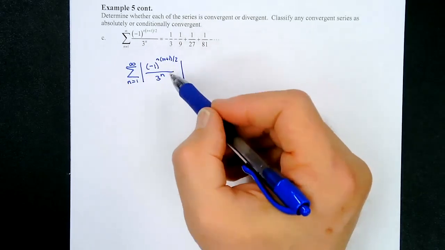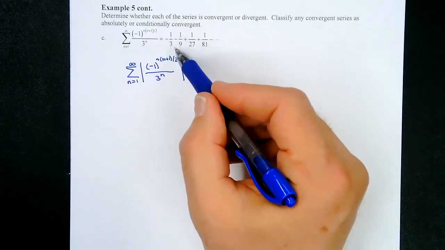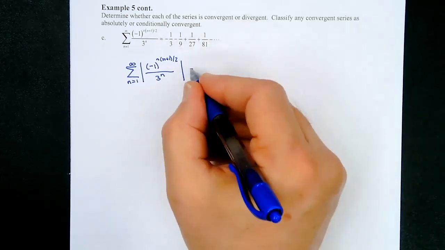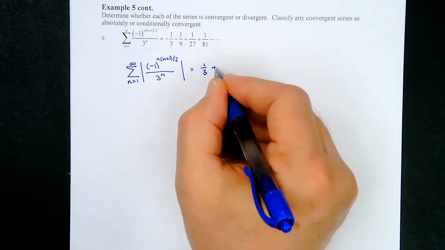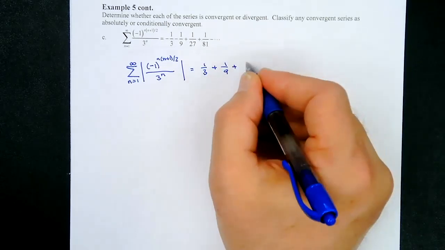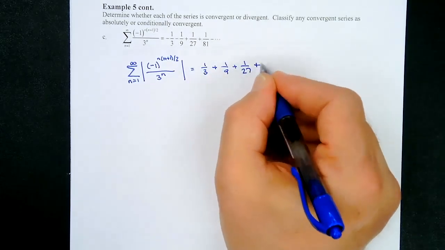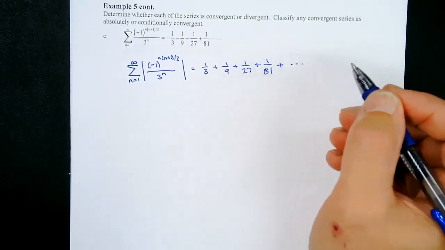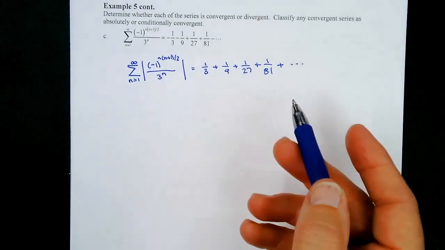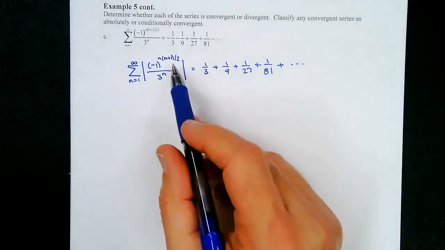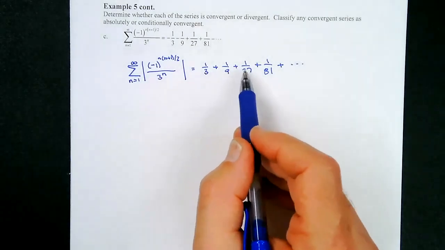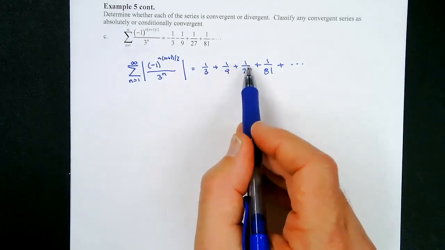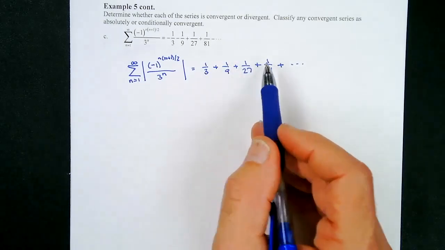What that's going to do is make all of these terms, 1/3, 1/9, 1/27, positive. So this would be 1/3 plus 1/9 plus 1/27 plus 1 over 81 and then plus and so on. We should pick up on a pattern here. It's 1/3, 1/9, so we're multiplying by 1 over 3. From here to here, 1 over 3. From here to here, 1 over 3.